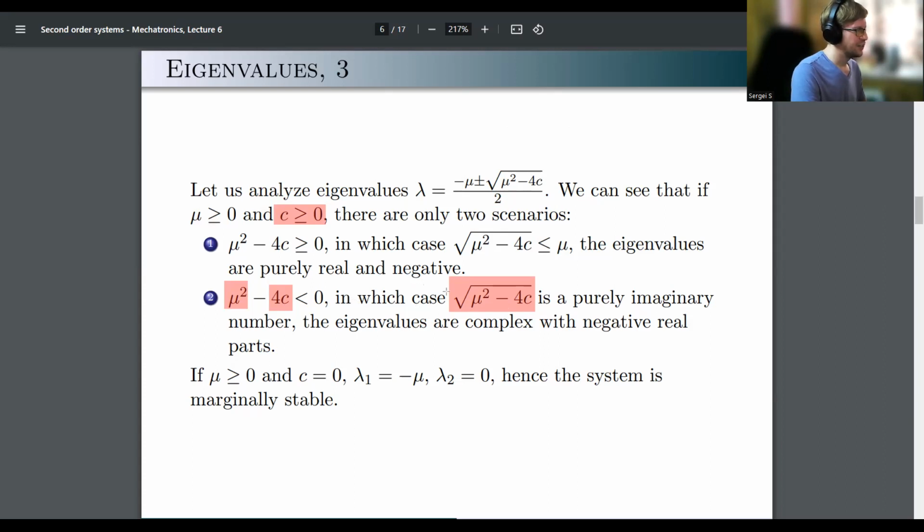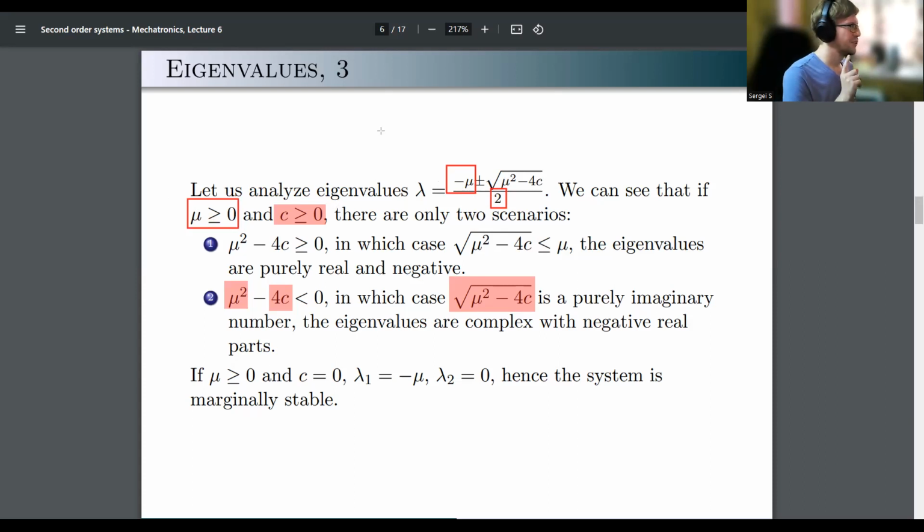So the eigenvalues in this case are complex with negative real parts. How do I know that the negative real parts are there? Well, because this is a negative real part. The negative real part is minus mu, divided by 2, basically. Don't forget this. So the real part in this case is mu divided by 2 with a minus sign. And mu, remember, is a positive number.